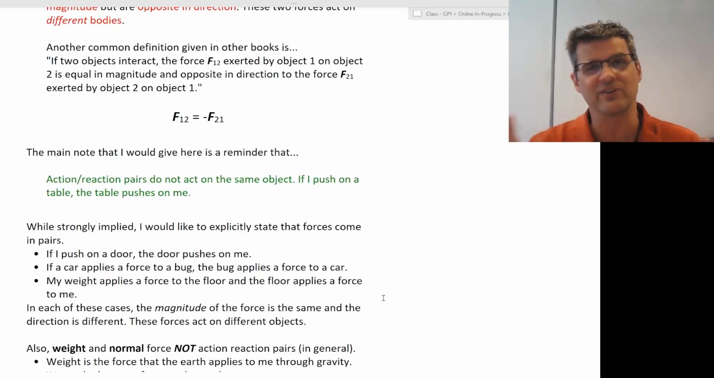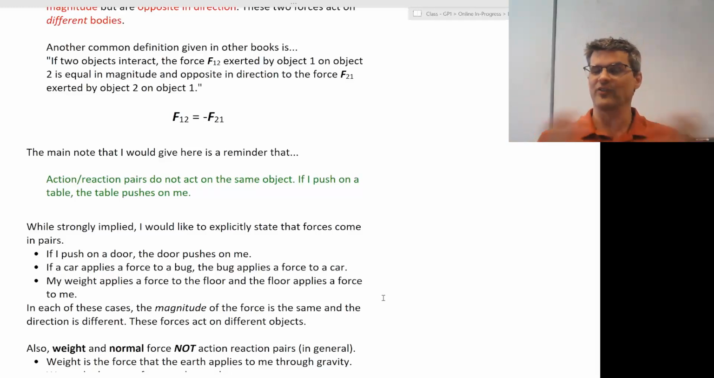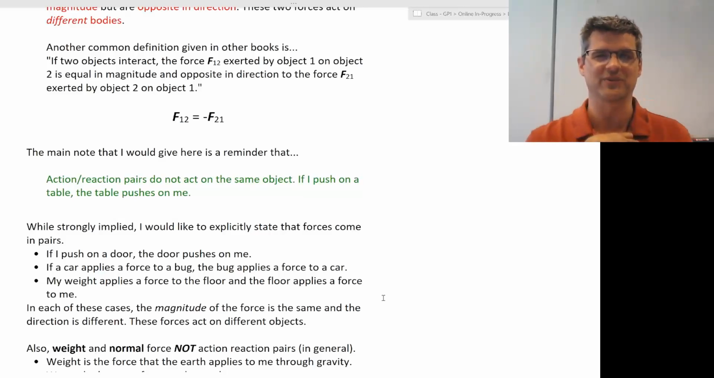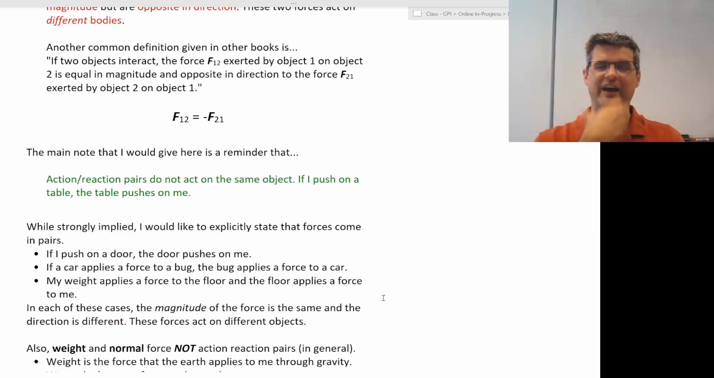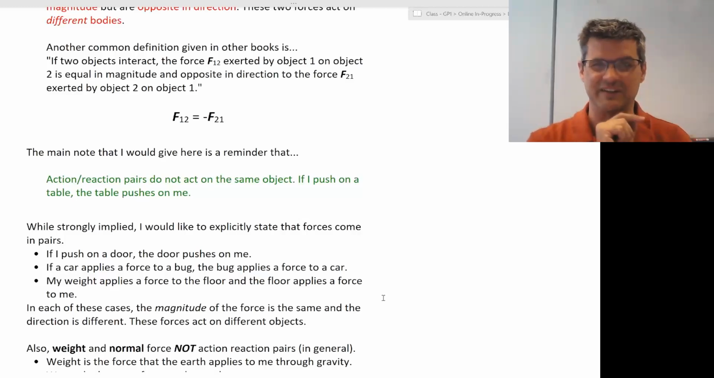Eventually, we are going to be using something called free body diagrams to look at all the forces that are working on some object. And if an object is sitting on the table and I want to see all the forces working on the object, I don't have to worry about the force that the object is putting on the table. That's not part of the problem. I only need to look at the force that the table is putting on the object. That's the force that I have to concern myself with.